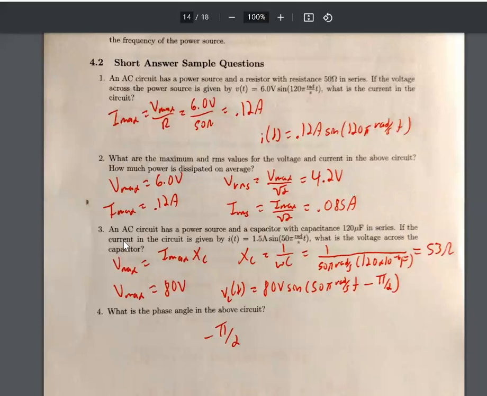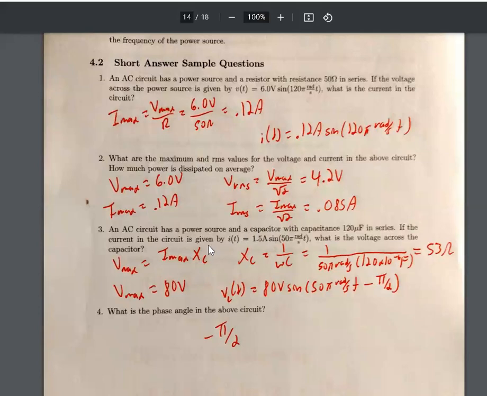All right, so an AC circuit has a power source and a capacitor with a capacitance of 120 microfarads. If the current in the circuit is given by this thing, then what is the voltage across the capacitor? All right, so our current is always our maximum current times the sine of our angular frequency times time. So that means 50 pi radians per second has to be our angular frequency, and 1.5 amps has to be our maximum current.